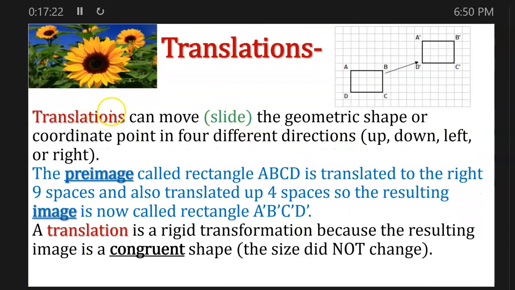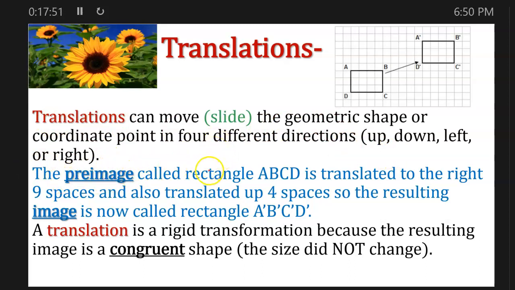Now, translations. Let's go into that in a little more detail. There is a video on translations, rotations, reflections, and dilations where you will learn how to work with those algebraically. Right now, I'm just going to talk about them a little bit. So translations can move or slide the geometric shape or coordinate point in 4 different directions: up, down, left, or right. Some people call those cardinal directions: north, south, east, west.